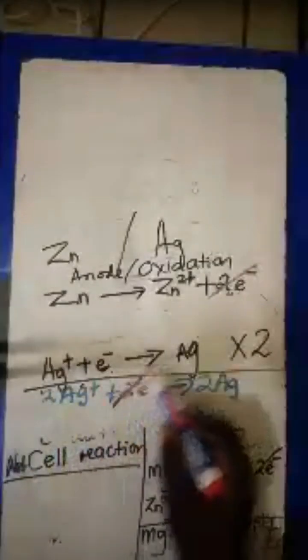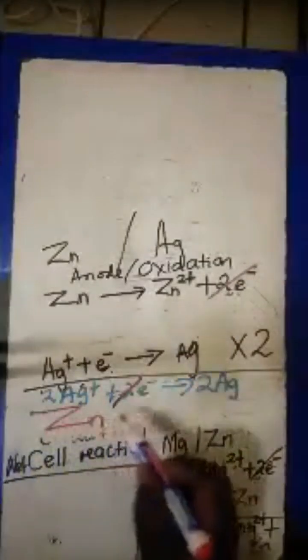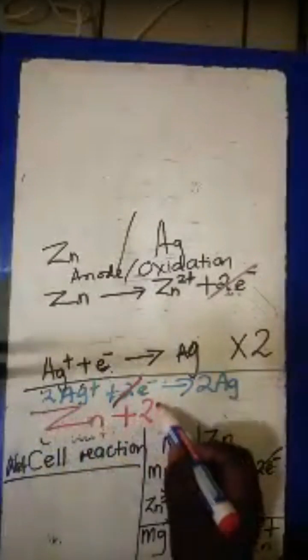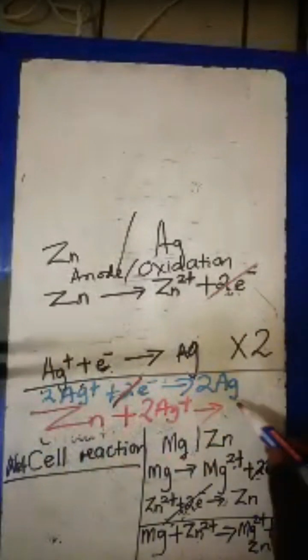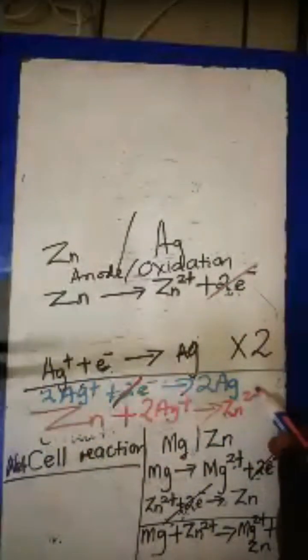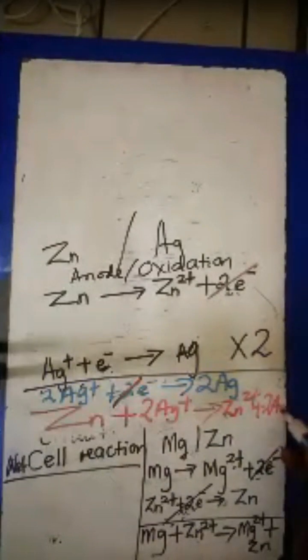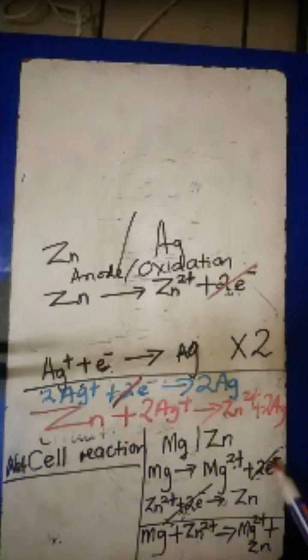Now I'm going to copy what remains after the electrons cancel each other. Zn plus 2Ag plus. Then we go to the right hand side: Zn2 plus, 2Ag. I can only multiply if the electrons are not the same. If they are the same, they cancel each other automatically. So this is what we call net cell reaction. Let me give one example again for one which are not the same.